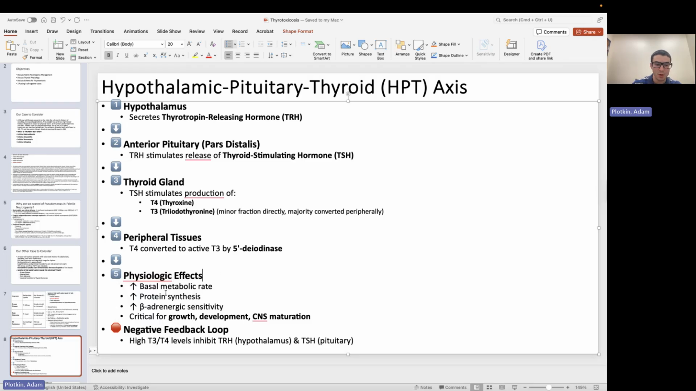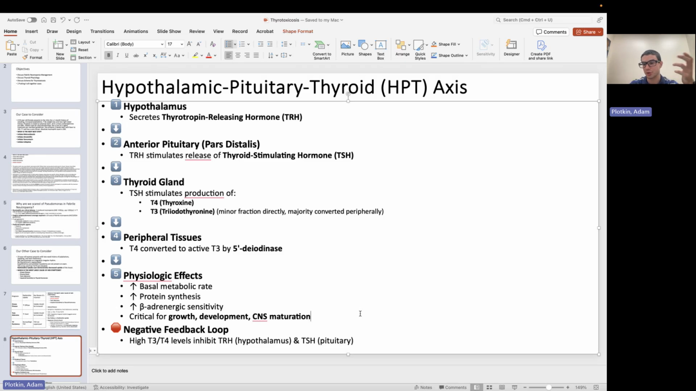So physiological effects: we have increased basal metabolic rate, increased protein synthesis, increased beta adrenergic sensitivity, and this is going to be critical for growth, development, and CNS maturation. So maybe you learned at some point, right, if a newborn has hypothyroidism, that's extremely severe, because if they don't have functioning thyroid hormone, they're going to be really bad in all these areas, and the patient could have irreversible neurological damage, right?